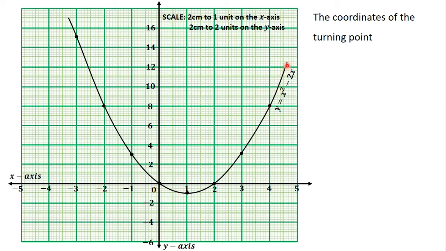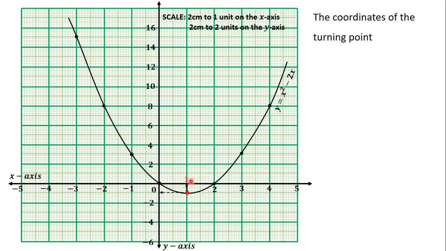If we start from here, we can see that the curve moves downwards and continues downwards until it gets to that point where it changes direction and starts moving upwards. So it means that the turning point occurs at this point. So after you have located the turning point, you trace it to the x-axis to get the x coordinate, then you trace it to the y-axis to get the y coordinate.